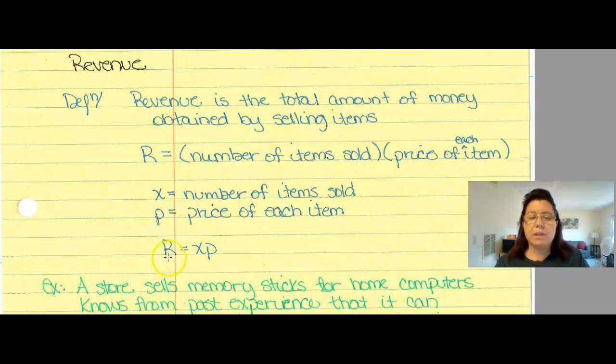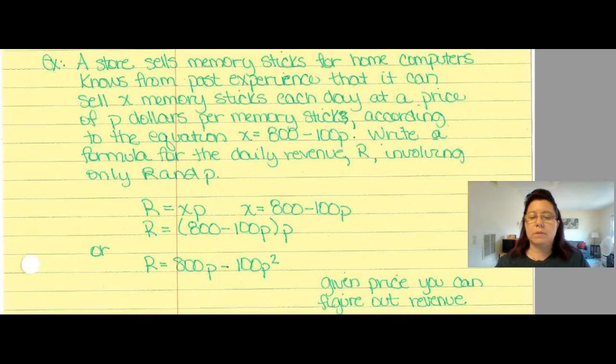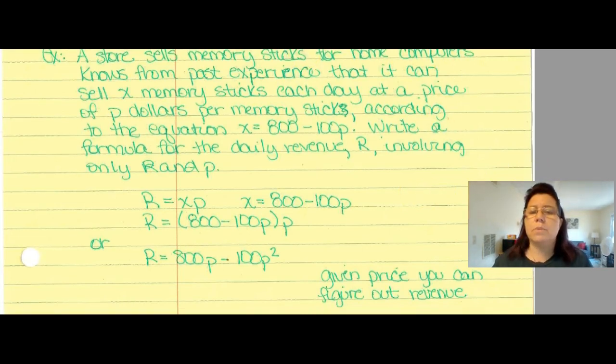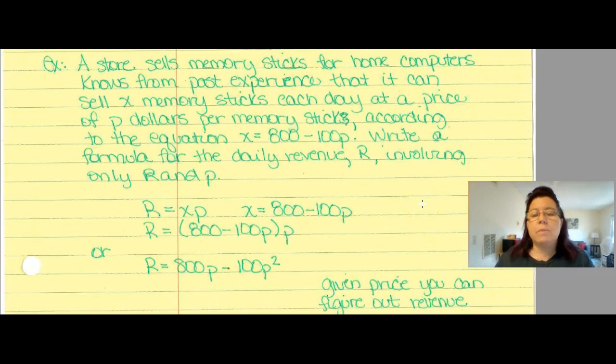Now using this formula, R equals X times P, let's give an example. A store sells memory sticks for home computers. It knows from past experience that it can sell X memory sticks each day at a price of P dollars per memory stick, according to the equation X equals 800 minus 100P. Now, this is given to us from past experience. They figured out that they can sell this many given this price.